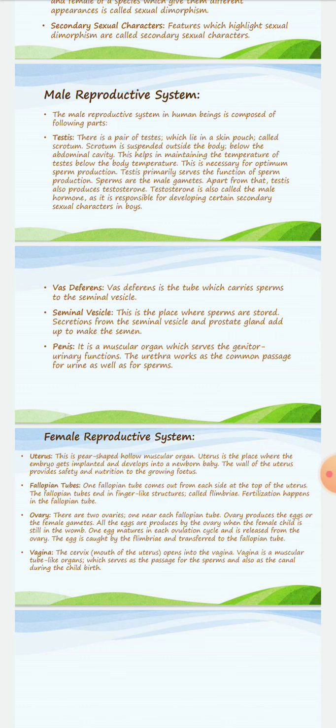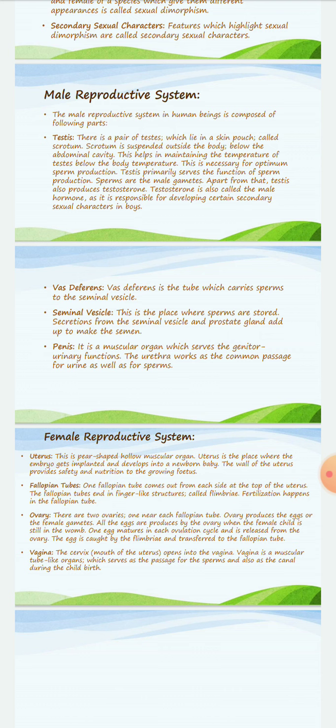The function of scrotum is to protect the testes and maintain their temperature. This is necessary for optimum sperm production. Testes primarily serve the function of sperm production. Sperms are the male gametes. Apart from these, testes also produce testosterone. Testosterone is also called the male hormone and is responsible for developing certain secondary sexual characters in boys.